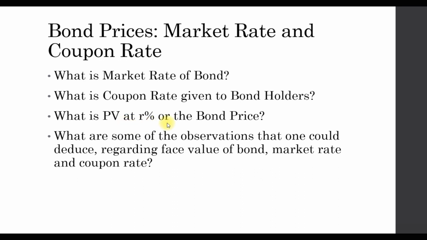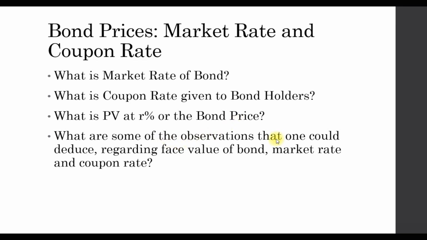Now what is present value at R% or the bond price? Suppose I am an investor and I have to buy a bond. What is the price at which I can buy the bond? It is the present value of the face value of the bond when the bond matures. The present value is actually the bond price, which is not the market rate, but the price at which I buy the bond.